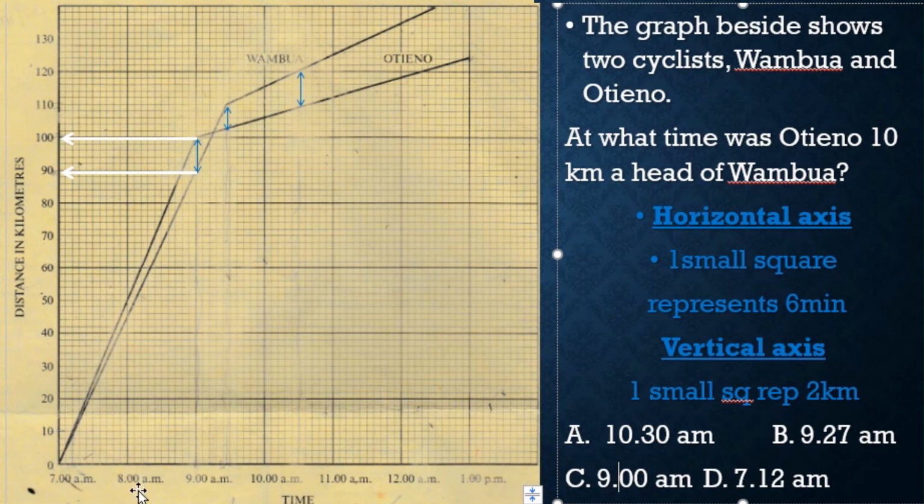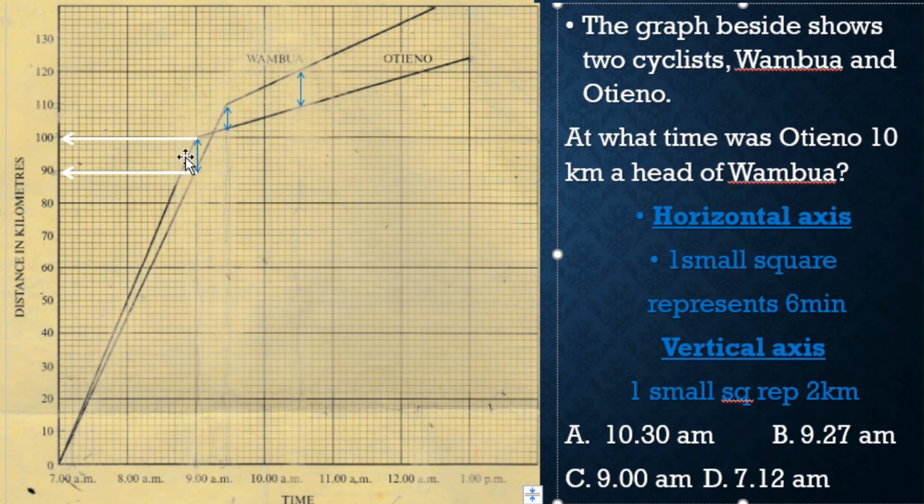So we move to choice C at 9 a.m., at this point here. When we come to this line here, at the start of the journey, this line is for Otieno. It's true that Otieno is ahead of Wambua because you can see Wambua is the one having this more gentle line. So at this juncture, Otieno is ahead at 9 while Wambua is behind. So we look at 9 a.m. How far apart are they? We draw a white line which takes us to 100, the other white line which takes us to 90 kilometers. 100 minus 90 is 10 kilometers.